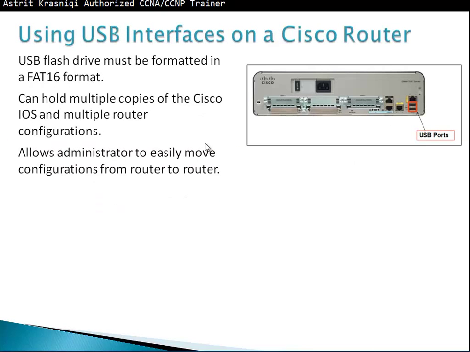Using the USB interface on a Cisco router, the USB flash drive must be formatted in FAT16 format. The USB can hold multiple copies of the Cisco IOS and multiple router configurations. This allows administrators to easily move a configuration from one router to another router.